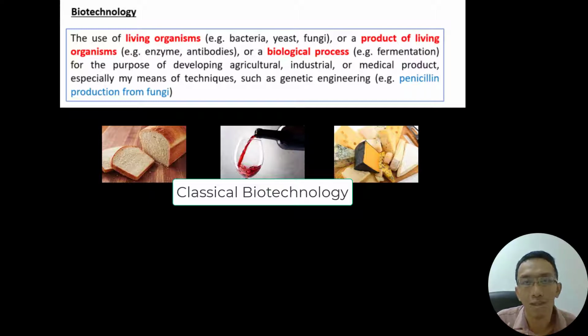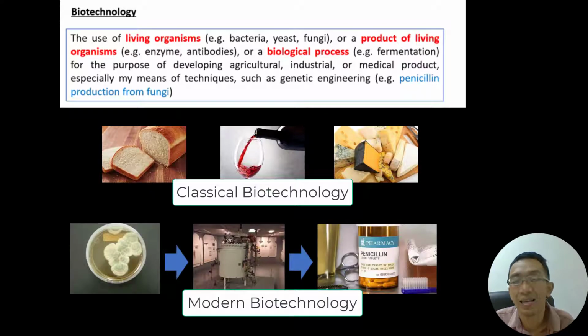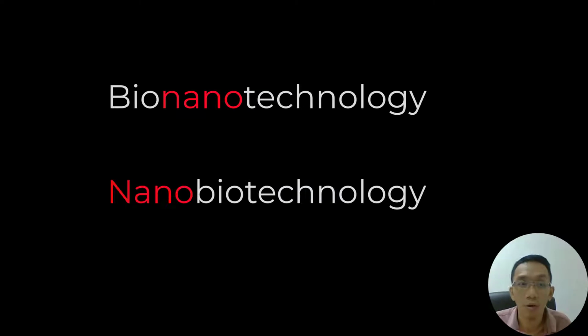Modern biotechnology typically deals with producing something that is more specific, more targeted. For example, penicillin production from fungi. A fungus, a living thing, can produce many things. So in modern biotechnology, they try to pinpoint, try to isolate this penicillin and try to produce this isolate in a larger quantity.